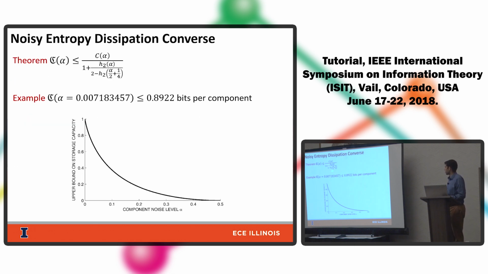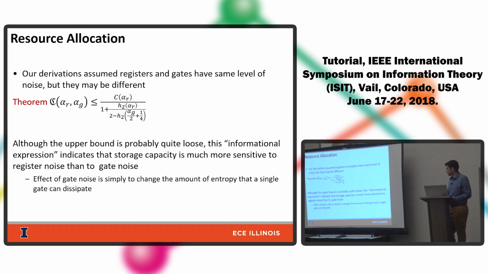the storage capacity. Now we're normalizing the Shannon part, the noisy entropy generation part, and then the entropy dissipation part. And finally, we get an upper bound on storage capacity as a function of the component noise level. Here I had just used a single variable for the noise in the registers and the gates, but in fact, they're separate. So one can see which one contributes more to the capacity.